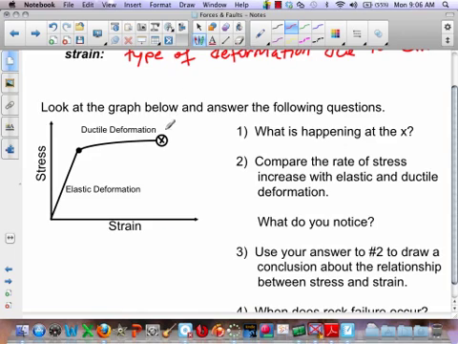So, what's happening here at the X? That's the breaking point. Good. Okay, that's the place at which our substance completely breaks. All right, you can only bend it so far before it finally gives way.